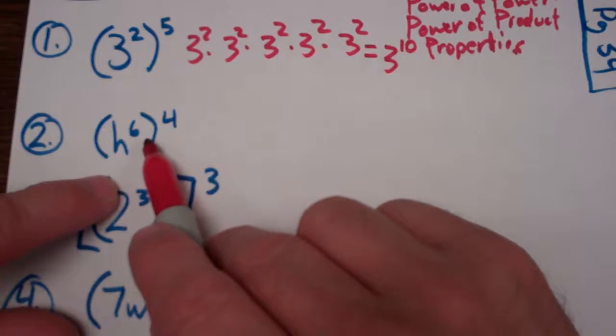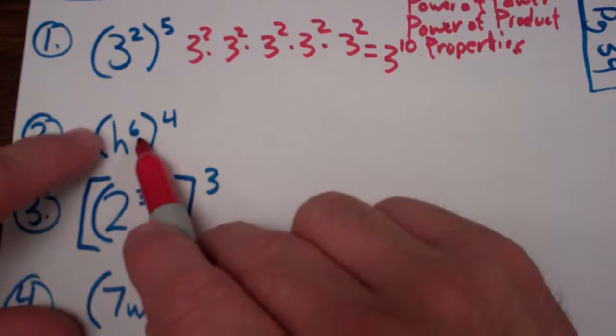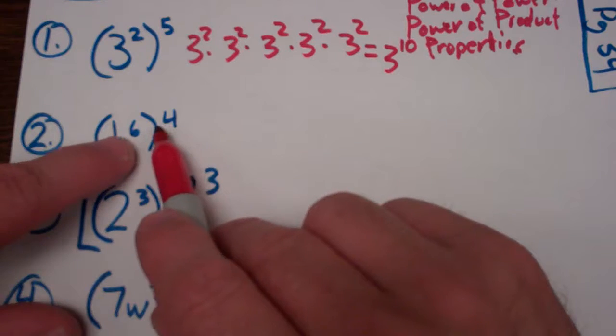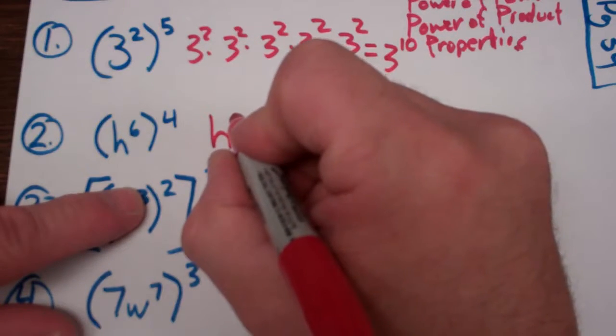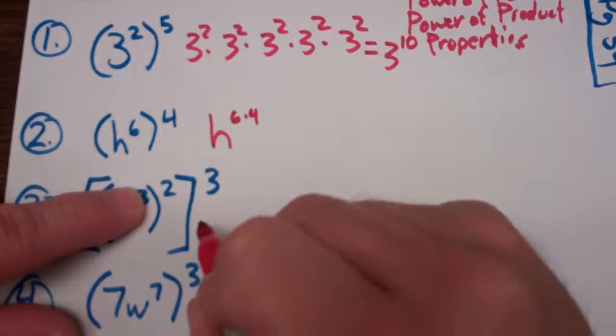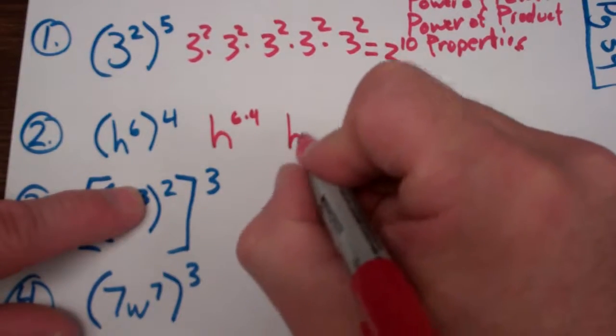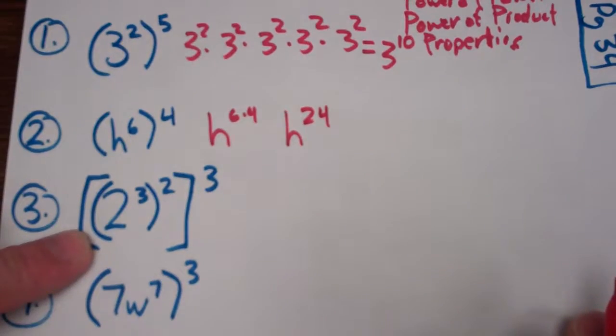H to the 6th to the 4th. That means I would have 4 h to the 6's. I could add them repetitively or take the shortcut, h to the 6 times 4, which is, I'll just show that this way, h to the 6 times 4, which is h to the 24th.